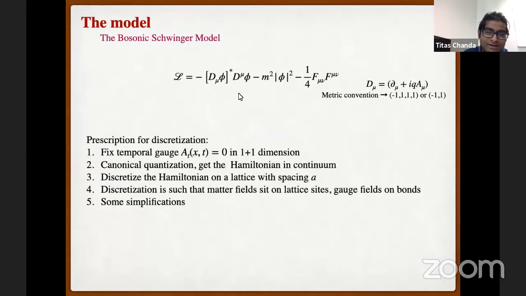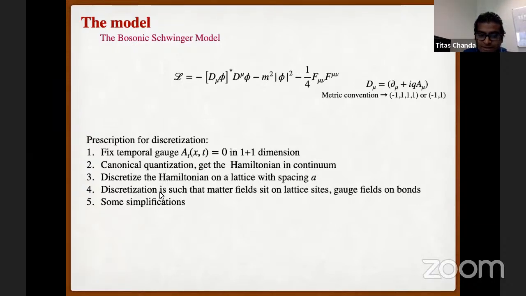And then we discretize it on a lattice, and for that we first fix a temporal gauge, that is, the time component of this vector potential. We put it 0 in 1+1 dimension. Then we do standard canonical quantization to get the Hamiltonian in continuum, and then we discretize the Hamiltonian on a lattice with a spacing a.